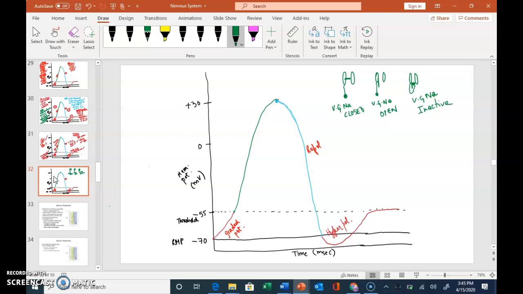Okay. So during graded potential, in which state are the voltage gated sodium channels? Are they open, are they closed, or are they inactive? Well, during graded potential, the voltage gated sodium channels are closed. Only the ligand gated sodium channels are open, right? So at this point, they are like this.